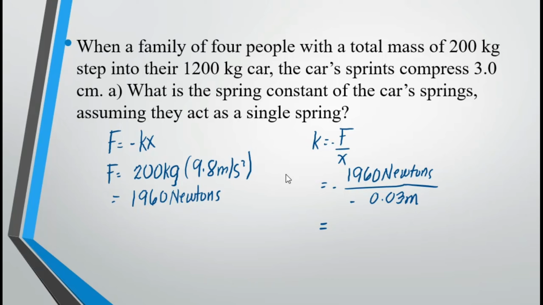And then our k, or the value for k, is equal to 65,333, or we can also express it as 6.5 times 10 to the positive 4. The unit will be newtons per meter. Okay, that is the spring constant.